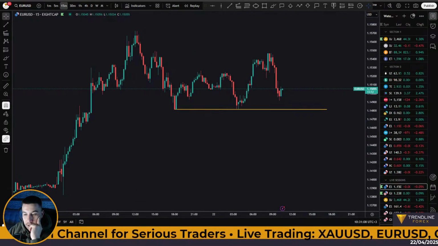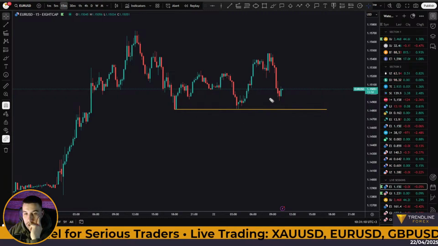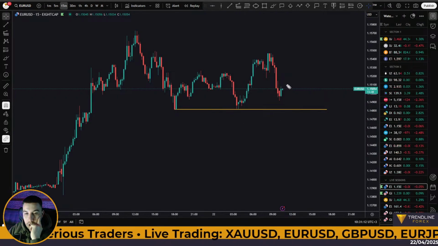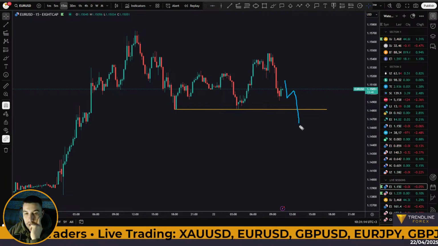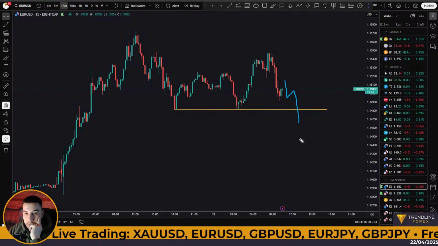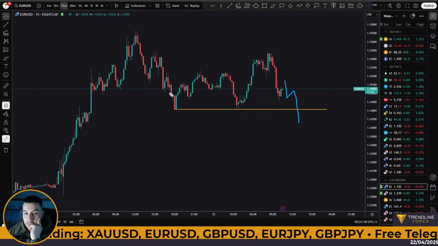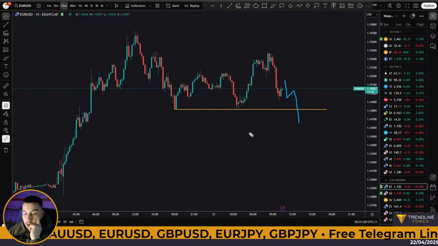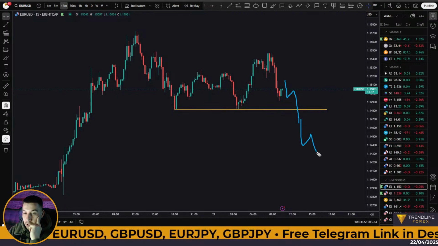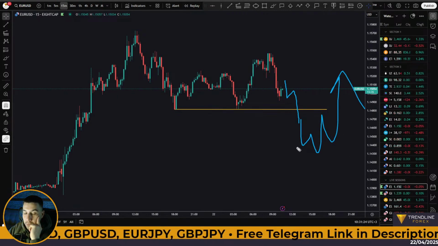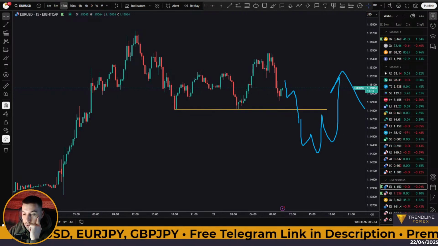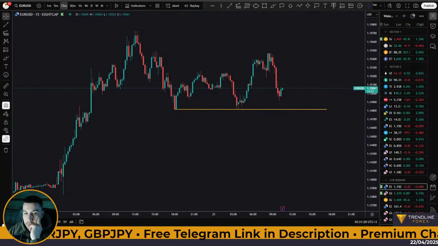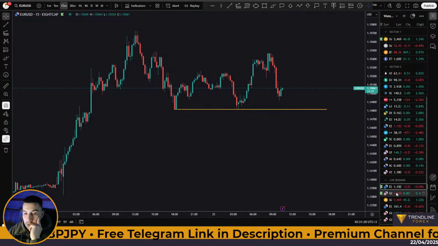Now this is definitely a setup that I would like to see here on euro dollar. A little bit more of a push to the downside just to take price below that previous structure, and if it does, then I'm going to be looking for that reversal for me potentially to enter a long trade. But let's give it a bit more time, see how it goes.